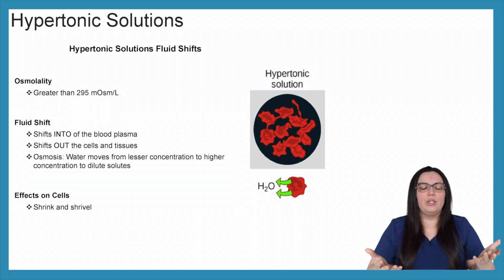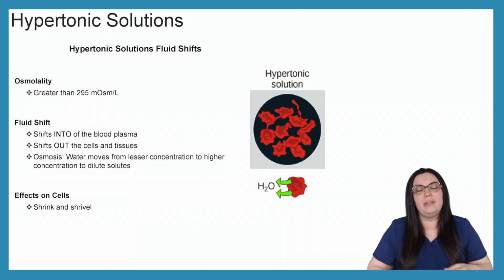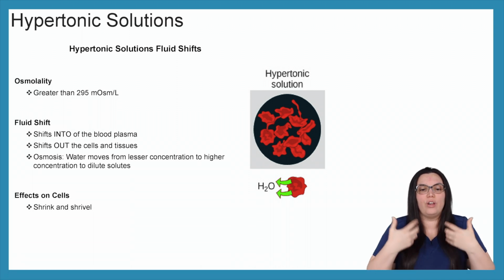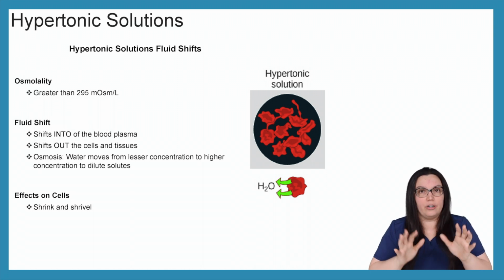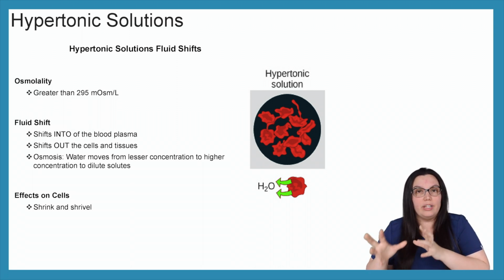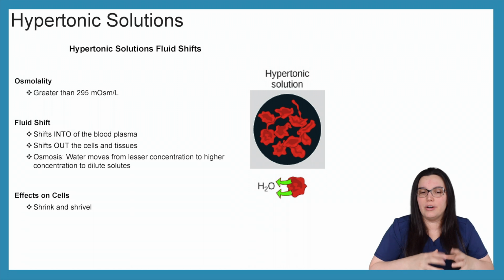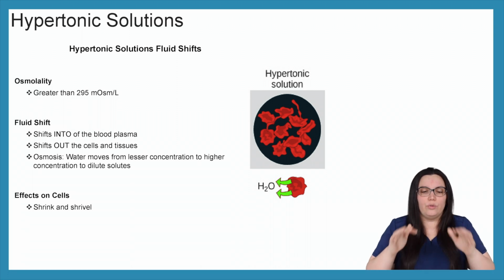So let's talk about fluid shifts. So again, the osmolality for our hypertonic solutions are going to be greater than 295. So what does that mean? Well, fluid is going to shift into the blood plasma and out of the cells and tissues. Osmosis again, water moves from the lesser concentrations to the higher concentrations to dilute our solutes. We don't want our solutes to be too heavily concentrated on one side and not on the other, so it shifts in order to dilute those solutes.